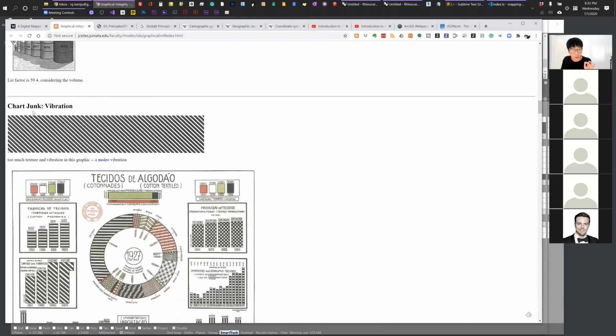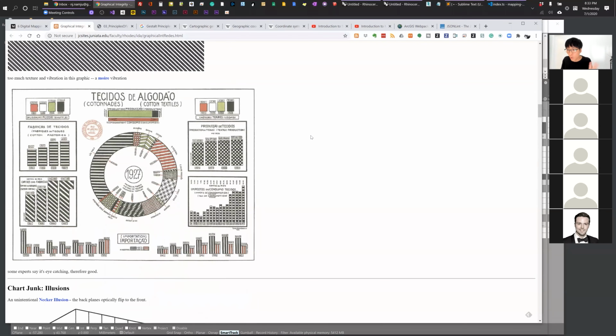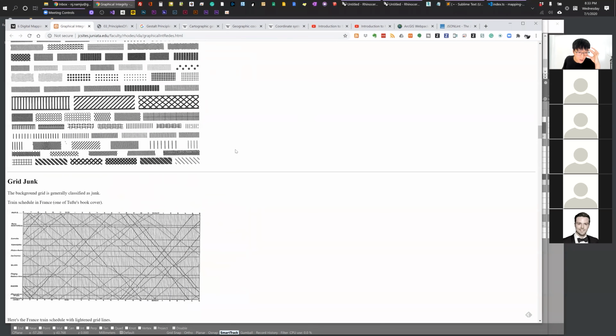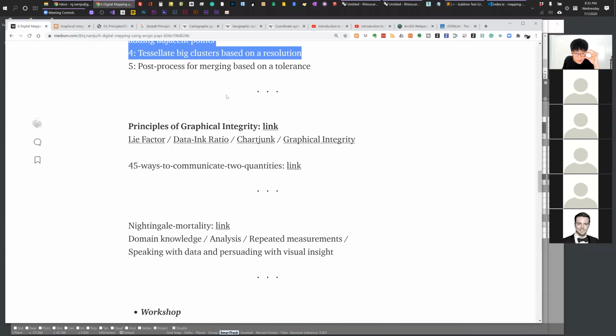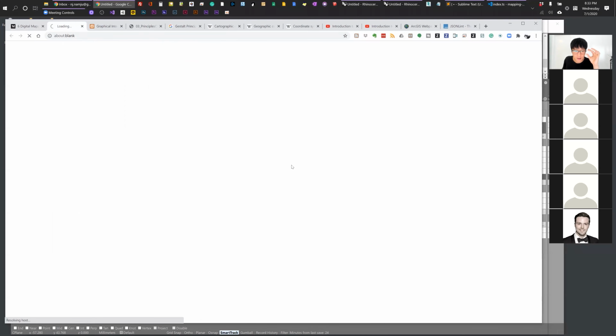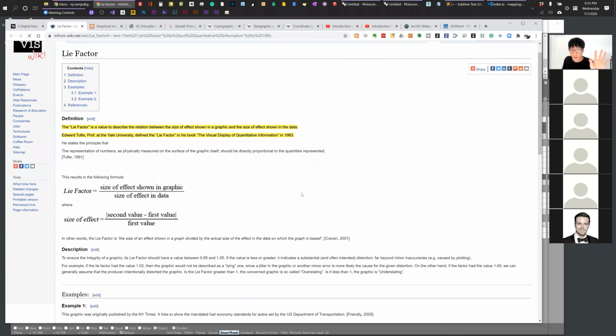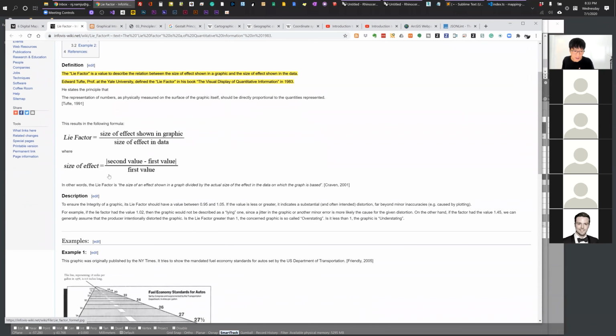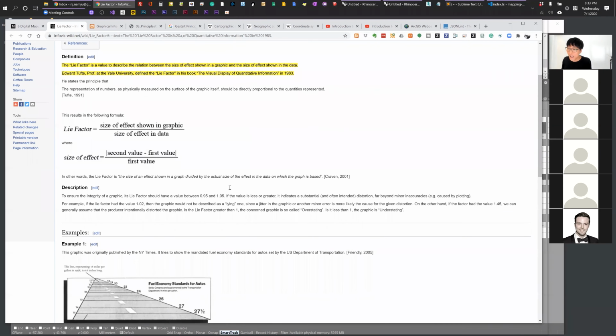We need to avoid the chart junk. This is all well-defined keywords. For example, there's a link, I guess, the lie factor here. Again, this is a well-defined area. So what we need to do is learn something from that area, right? This is how we calculate the lie factor.